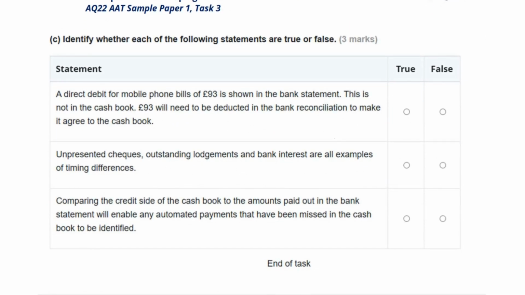Part C, which is the final part of this task, we are given 3 statements and we need to identify if they are true or false. So: a direct debit for mobile phone bills of £93 is shown in the bank statement. This is not in the cash book. £93 will need to be deducted in the bank reconciliation to make it agree to the cash book.